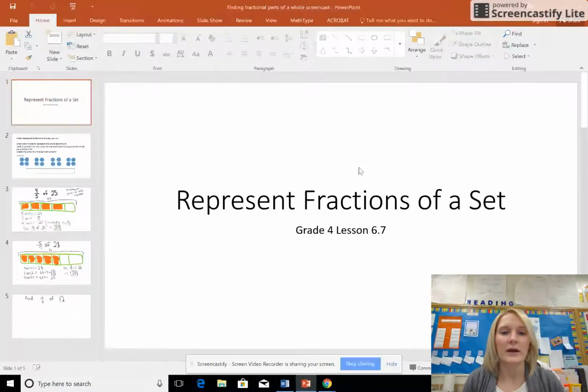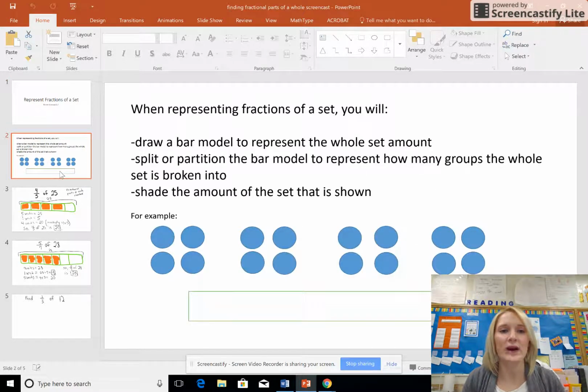Today we are going to be looking at how to represent fractions of a set. This is lesson 6.7 in 4A for Math in Focus. When we're representing fractions of a set, instead of saying that we have 12 out of 16 cups, we're going to use a fraction to tell how many cups we have out of a total set.